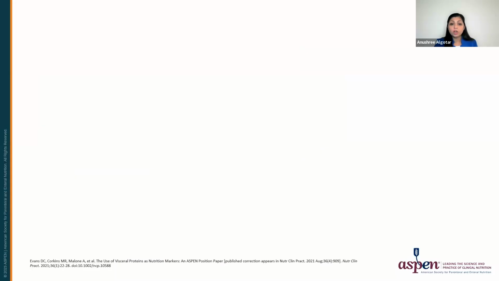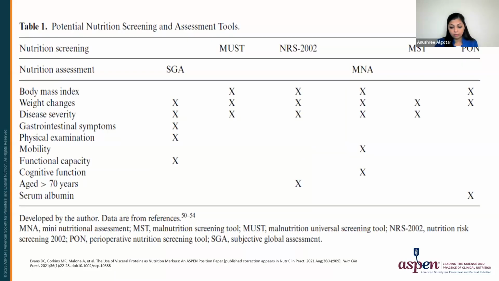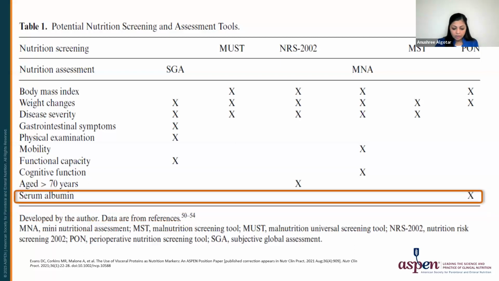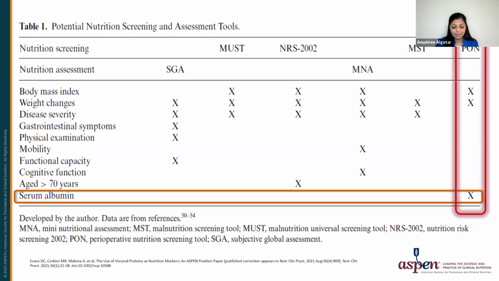So this brings us to what the current nutrition screening recommendations are. Once again, citing the ASPEN article by Evans et al., recommended potential nutrition assessment and screening tools are summarized here. Most of these tools include some parameter indicating weight loss or impaired intake. Most of these tools do not include visceral proteins as one of the parameters. Serum albumin is included only in the perioperative nutrition screening tool, where it is utilized as a marker of surgical risk, for which we have good evidence.